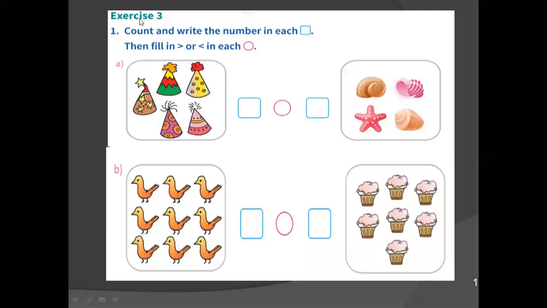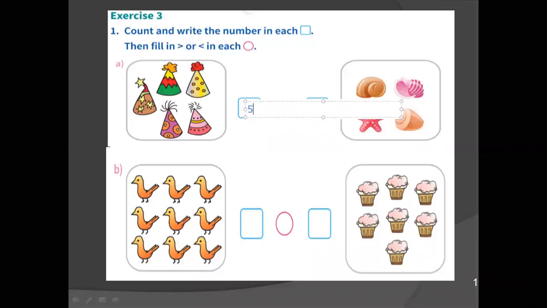Yes, in the same way, we will do exercise 3. Count and write the number in each box. Like this box, we have to write the numbers. Then fill in greater or lesser in each circle. Okay. First, we will count the caps. 1, 2, 3, 4, 5. How many are there? 5. So, we will write it as 5 in this box.